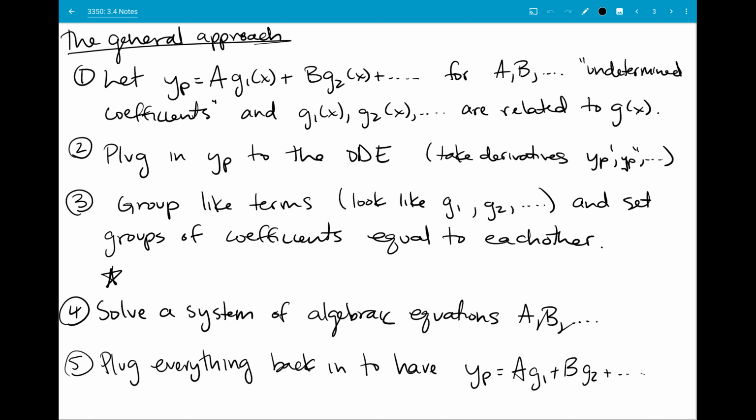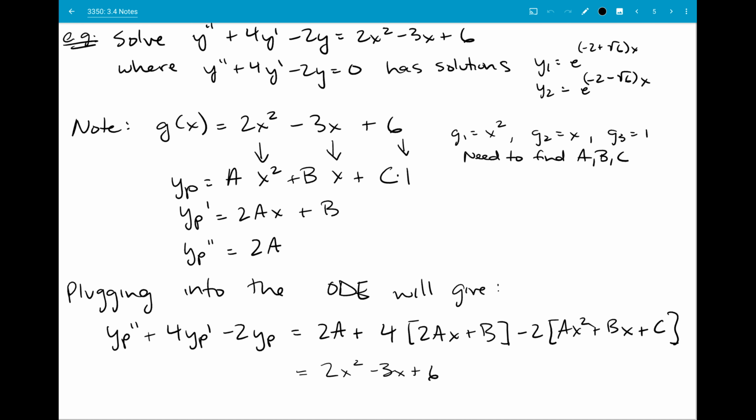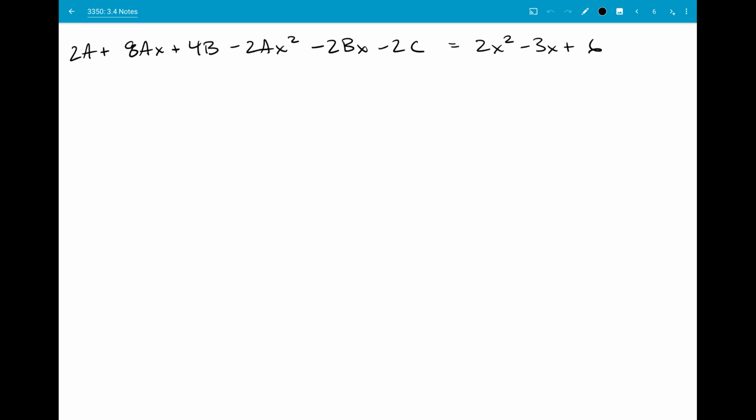So what does that mean for us? I said our general approach is to assume we know what y sub p is and plug it in. I've done that. Now we have to group like terms. I said we're going to look for things that look like g1, g2, and so on, which are the x squared, the x, and the 1. So what I want to do is group on both sides of the equation things that look like x squared, x, and 1. So I've got my x squared terms on the left-hand side made up of just this minus 2ax squared.